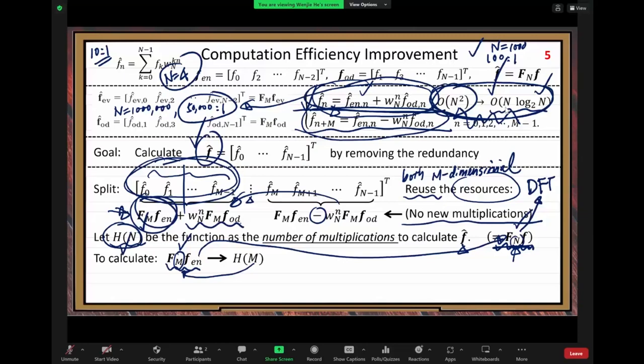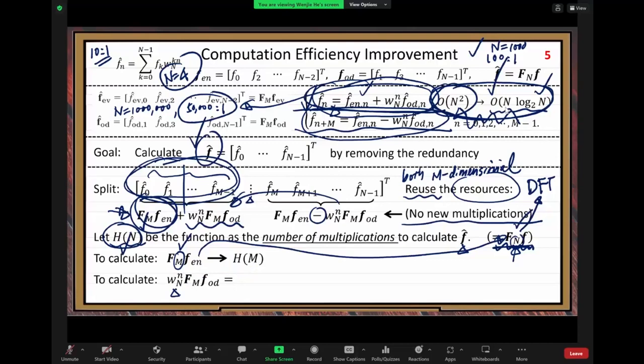But to calculate the second term, we need to save multiplications as much as we can. So we need to do another special treatment here. Let me show you what special treatment. When we calculate this, because this one has one extra W factor, you need to do a multiplication. So you cannot save this multiplication.